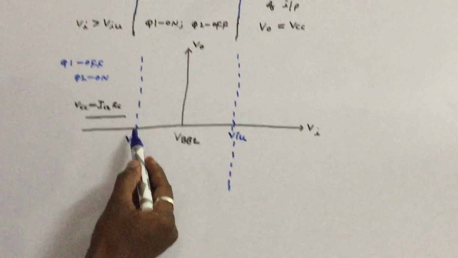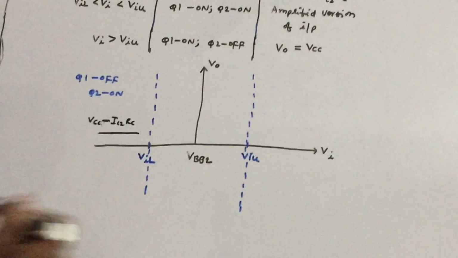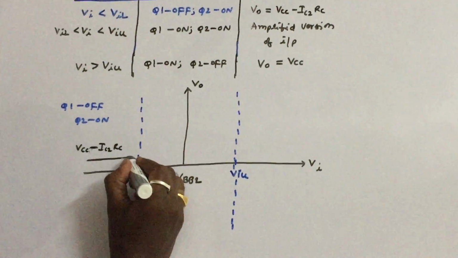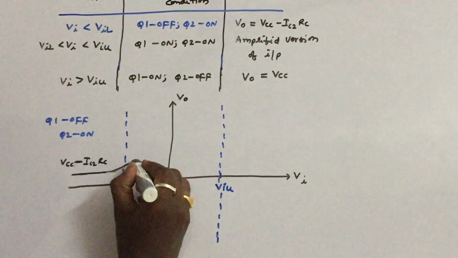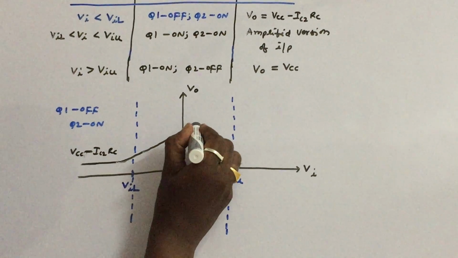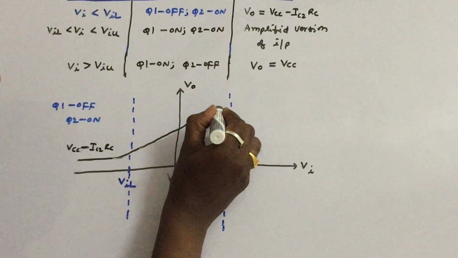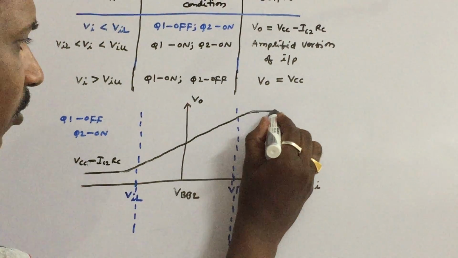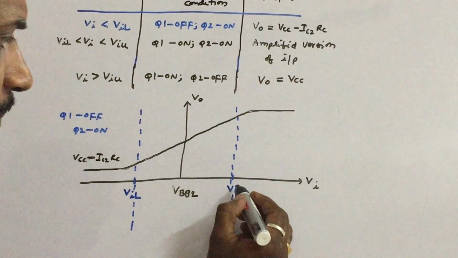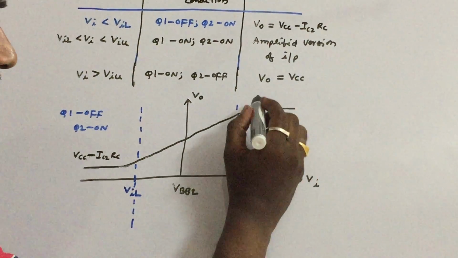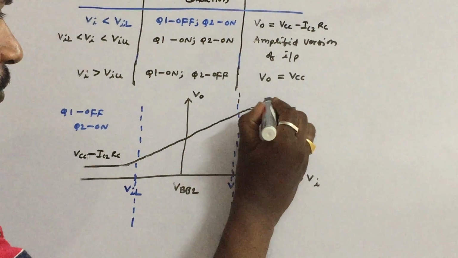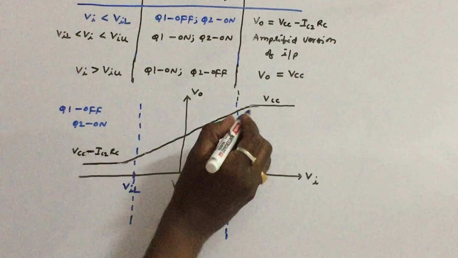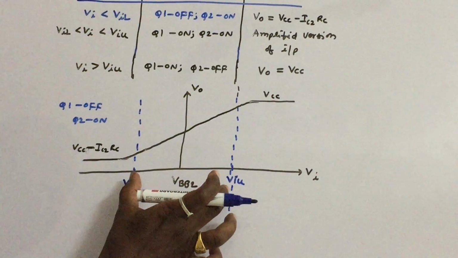Once the input is in between VIL and VIU, the output is the faithful reproduction of the input. So you have to draw a smooth, straight line, because it is an amplification. Output is faithful reproduction of the input. So when the input is greater than VIU, again what is the output? The output is equal to VCC. You have to draw like this.